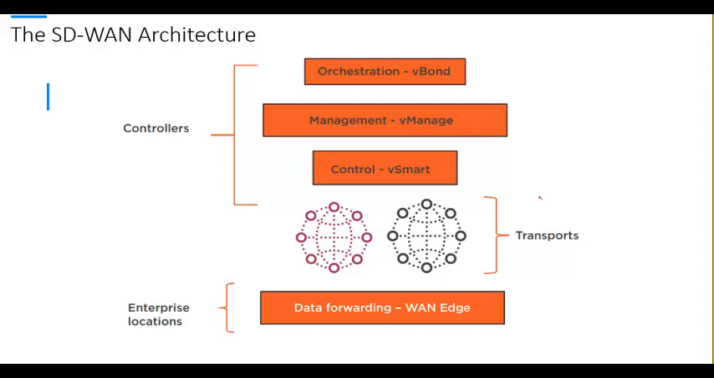So it means there will be constant interaction between these controllers. Apart from vBond, which is initial, vManage and vSmart will have constant interaction. These three are always in contact. They always speak. These three will always be in a group. Wherever they may be, they will always be talking to each other. So they have some keepalives and things like that.